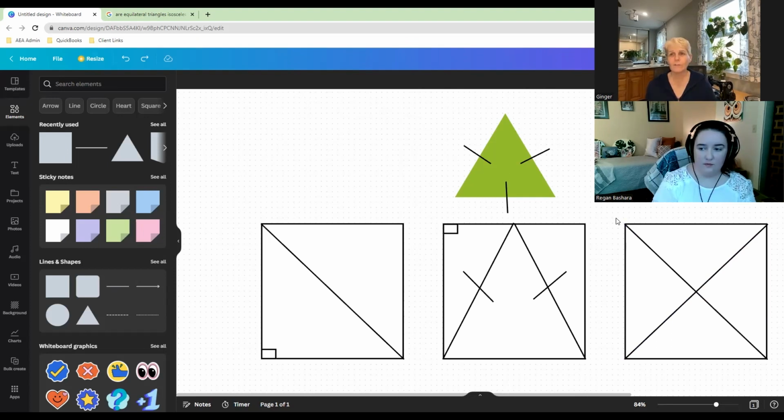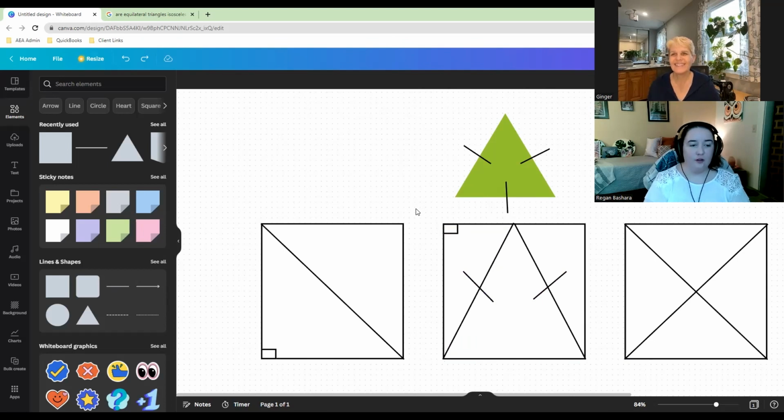So all equilaterals are isosceles. Yes. Right triangles may or may not be isosceles. Correct. And the triangle in the square is not an equilateral, but it is an isosceles. Yeah, so this center one here. Makes sense when I see it in a drawing.